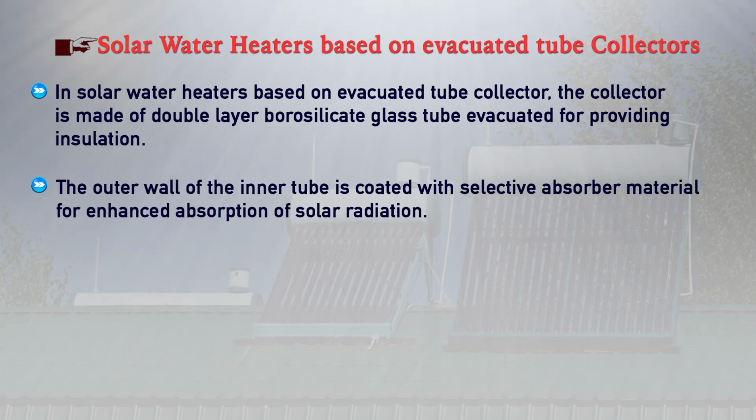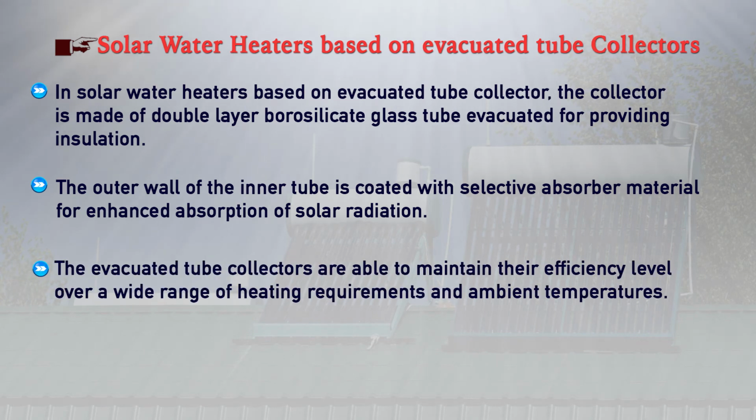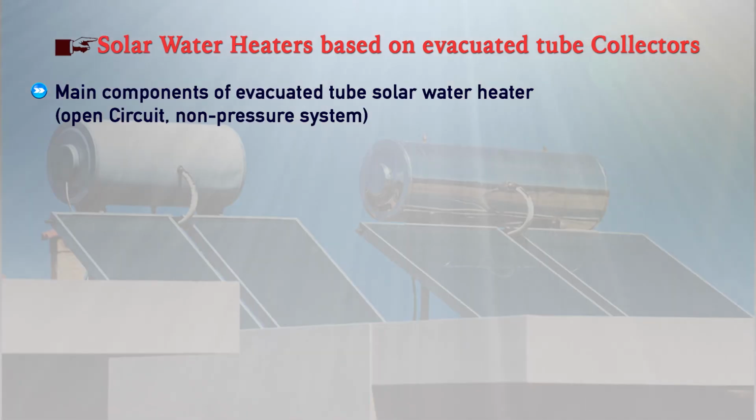The outlet wall of the inner tube is coated with selective absorber material for enhanced absorption of solar radiation. The evacuated tube collectors are able to maintain their efficiency level over a wide range of heating requirements and ambient temperatures.